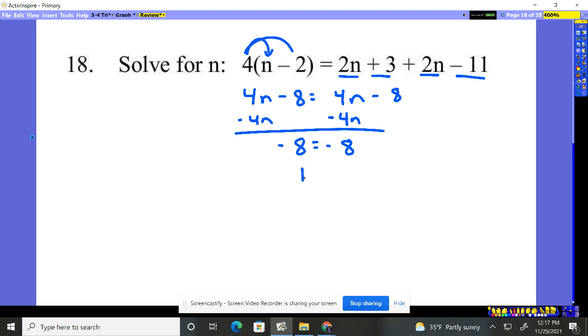A true statement, such as this, tells us that everybody works. So there's an infinite number of solutions. That's the answer to number 18. If it had been false, it would have been no solution. Nobody works.